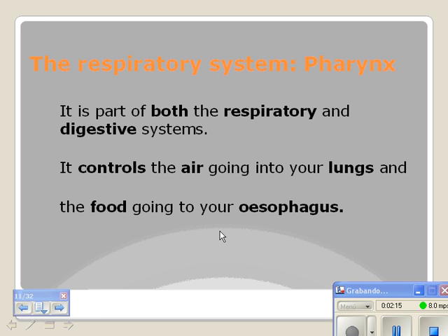Another part of the respiratory system is the pharynx. It is part of both the respiratory and digestive systems. It controls the air going into your lungs and the food going into your esophagus.